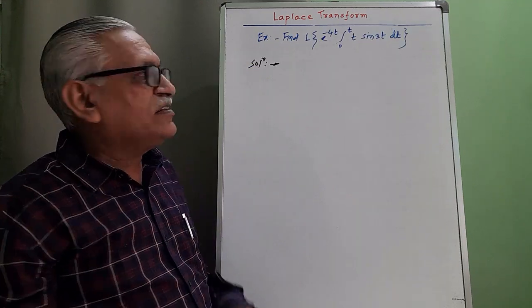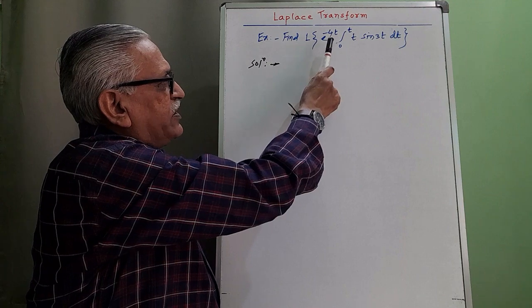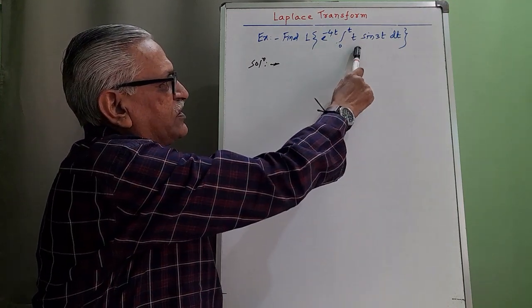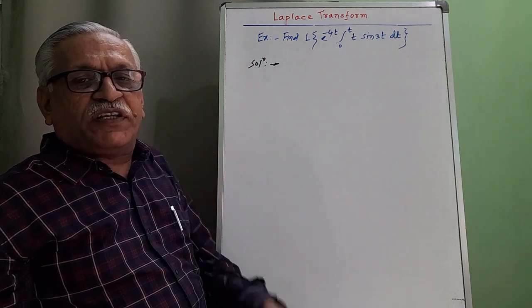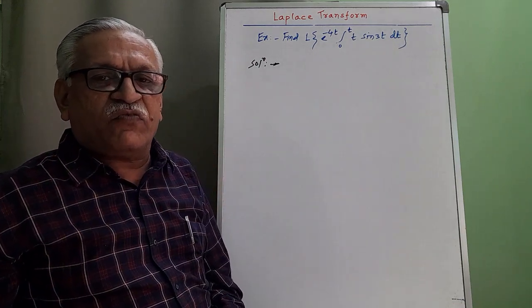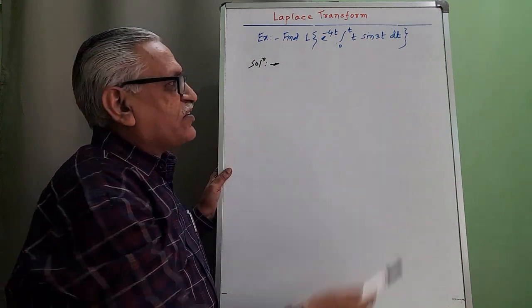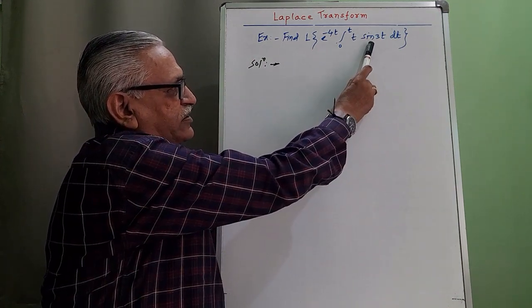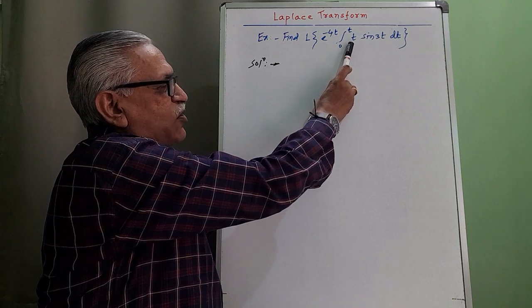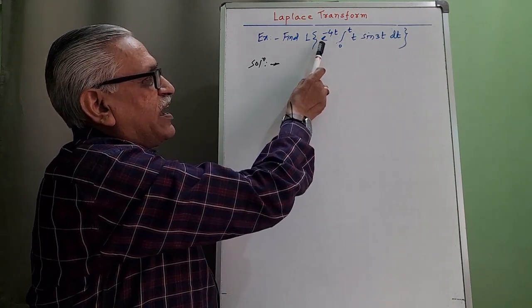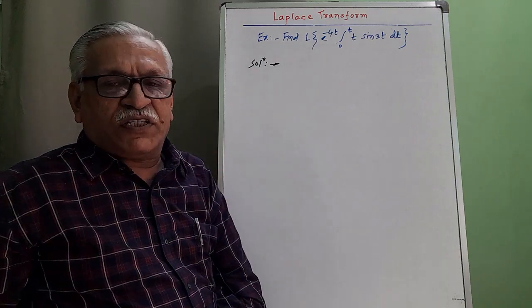Example number 3rd, find the Laplace transform of e raised to minus 4t into integration from 0 to t of t sine 3t with respect to t. Here also a combination of more than one property. Therefore, once again we go from right to left direction. First find the Laplace of sine 3t, then apply the property of multiplication by t, then Laplace of integral, and then finally the first shifting theorem.